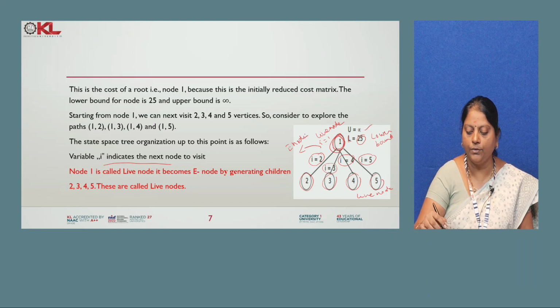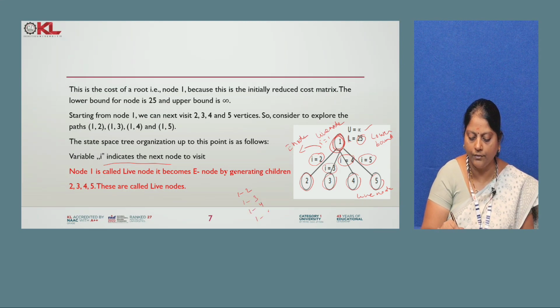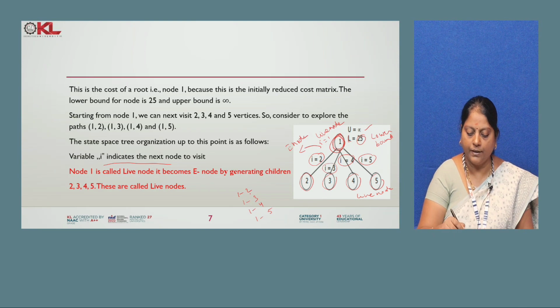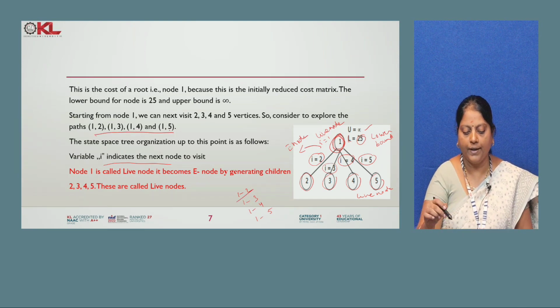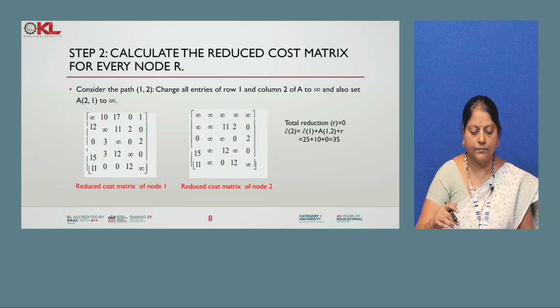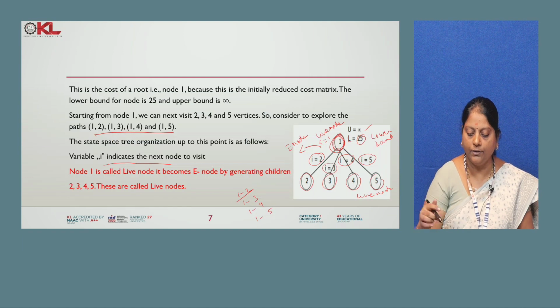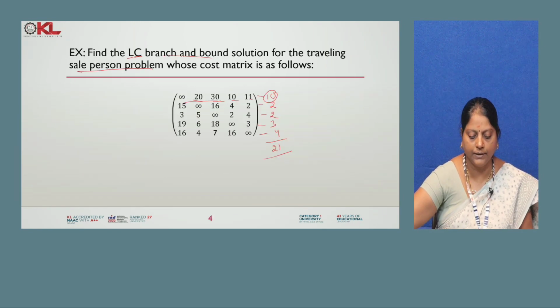Now we have to find the cost from 1 to 2, 1 to 3, 1 to 4 and 1 to 5. So there are 4 paths for which we have to find the cost. Next we have to calculate the cost for the path from 1 to 2. Consider the path 1 comma 2.